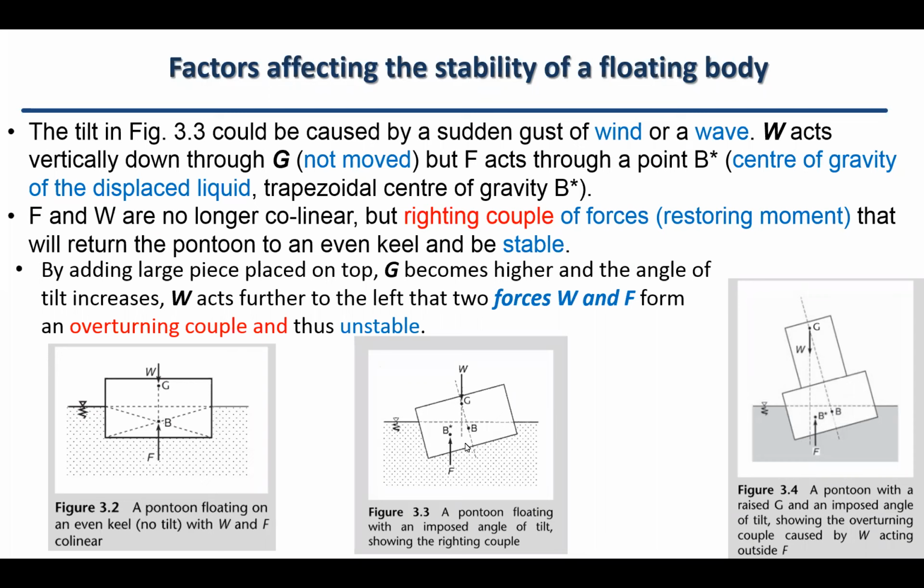However, once we have a tilted situation, the center of the area of the displaced liquid, or the center of gravity of the displaced liquid, is not going to be at that point B. As you can see intuitively, it's going to move to the left hand side. For example, in this trapezoidal shape the center is B star, and we're going to see the buoyancy force acting at point B star.